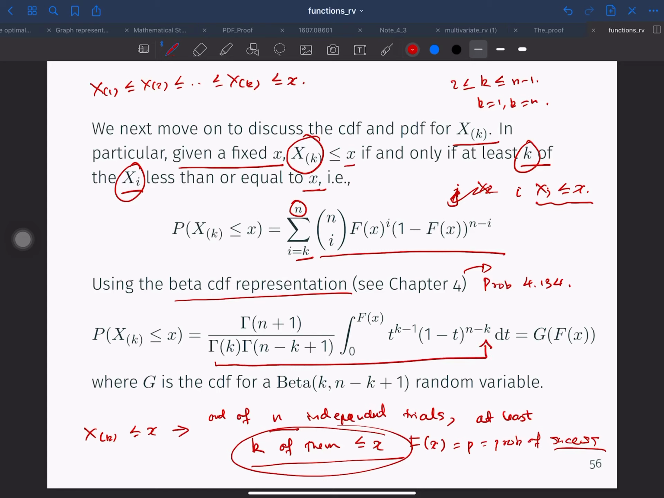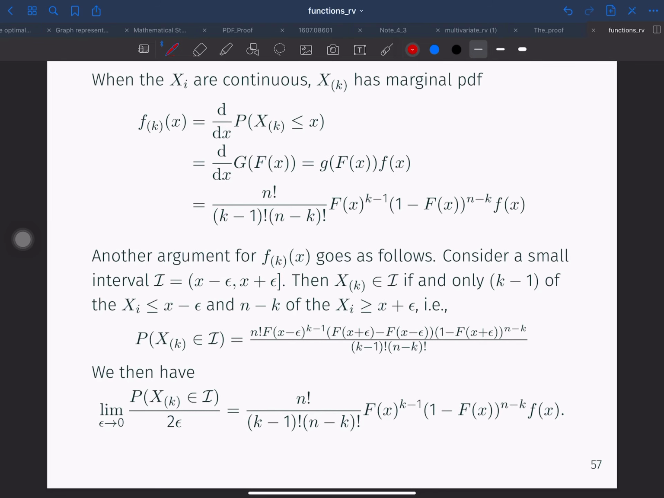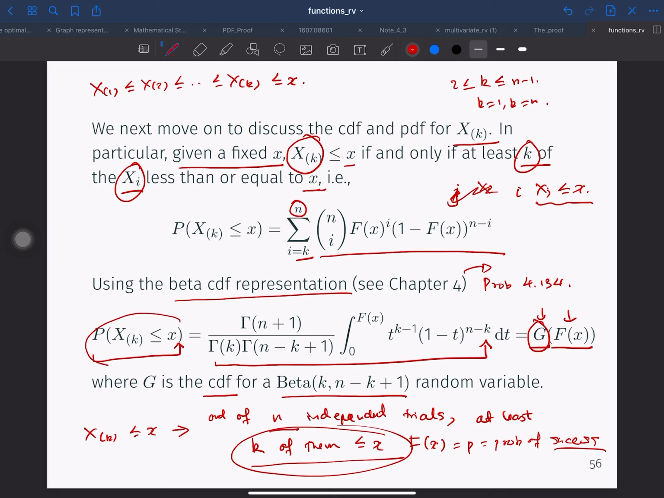And so if we define G to be the CDF for the beta, correspondingly, that is just G evaluated at F(x). So now this is once again quite easy, because I have this as the CDF and that is given by G of F(x). So this result is true in general, for the discrete case or continuous case, both of which are true.